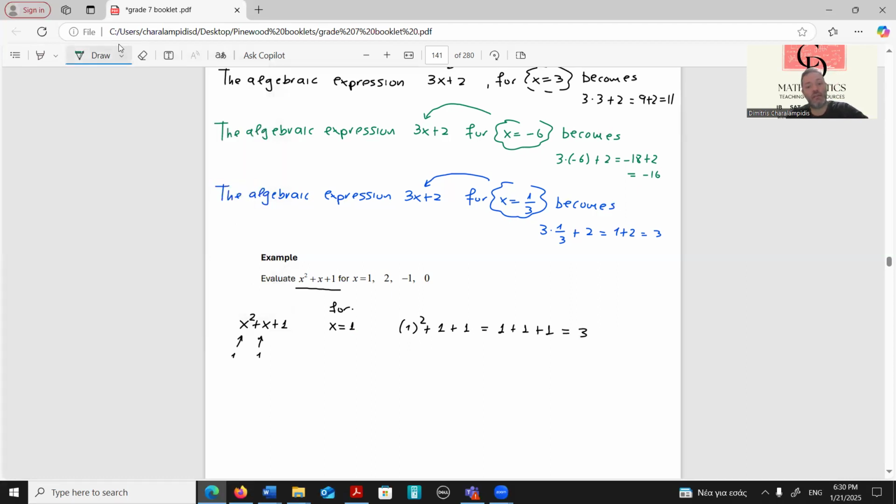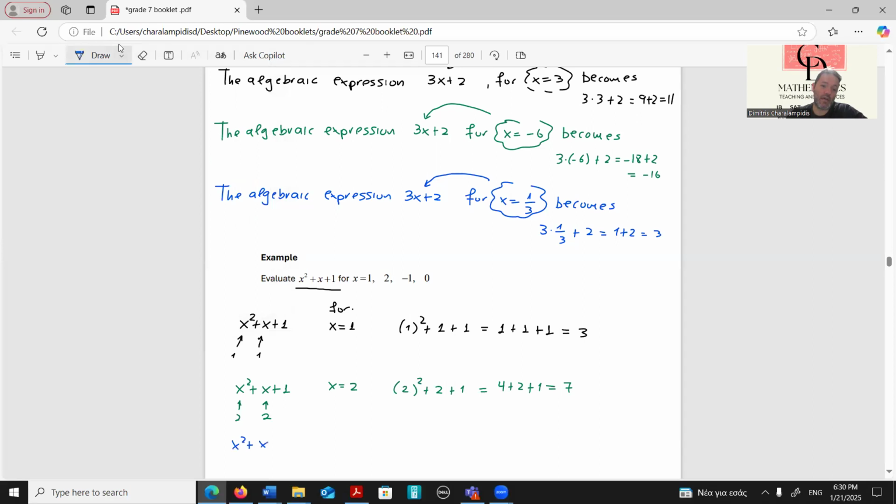If we get the same x squared plus x plus 1, and this time we want to substitute for x equals 2, all we're going to do is substitute 2 instead of x. This will turn it into 2 squared plus 2 plus 1. So it's going to be 4 plus 2 plus 1, which is equal to 7.